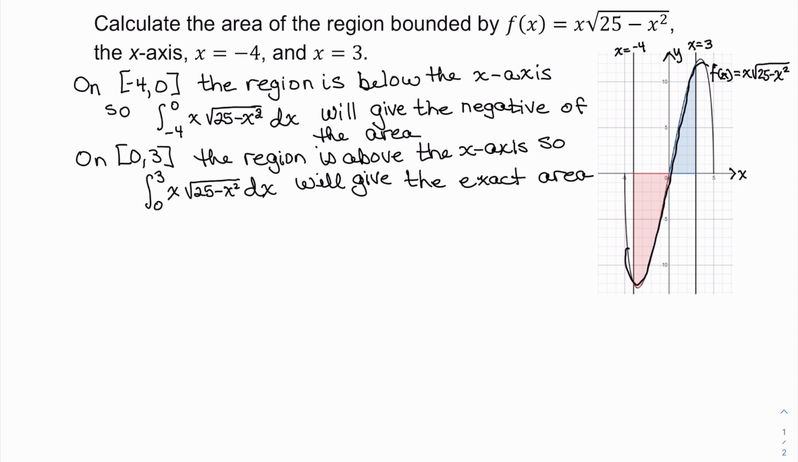The x-axis, x equal -4, that vertical line, and x equal 3, the vertical line there.